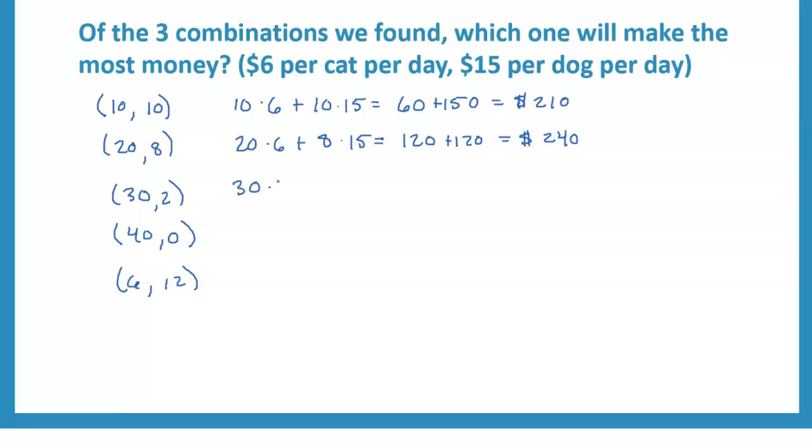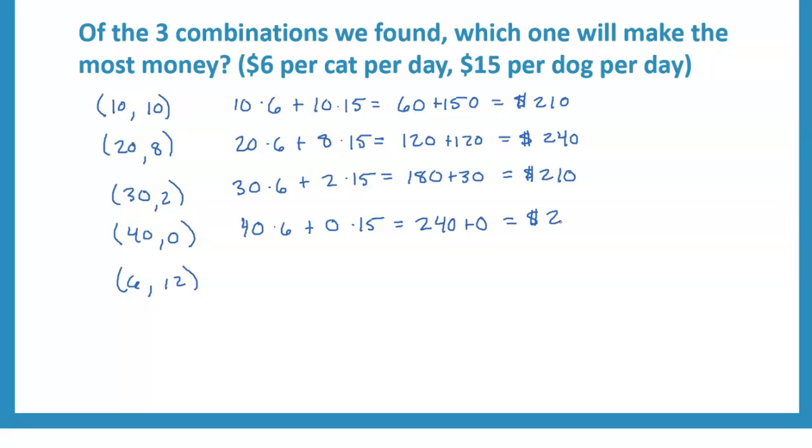All right, 30 and 2. 30 cats, 2 dogs. That'll be 180 plus 30, which is 210. 40 and 0. 40 cats plus 0 dogs is going to be 240 plus 0. And our last option was 6 and 12. So 6 cats and 12 dogs will be 36, and 12 times 15, let me do that in my calculator, 180. And that looks like 216.